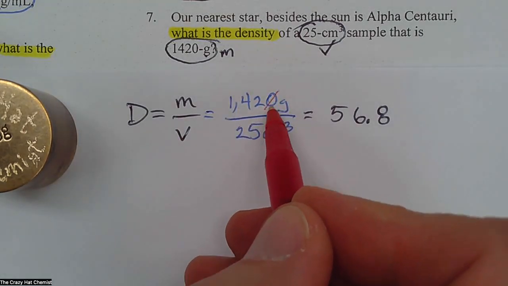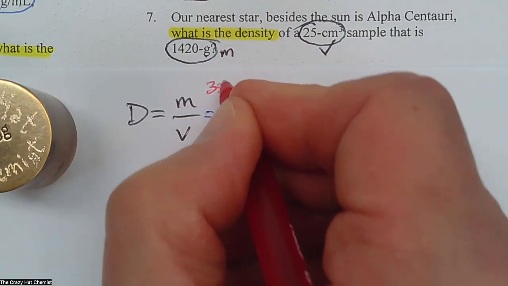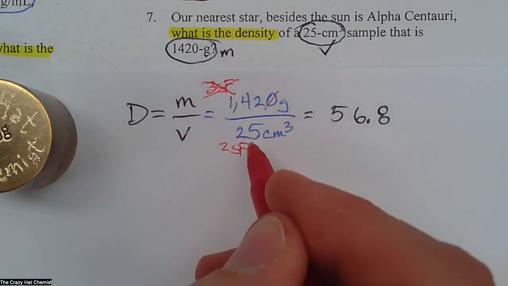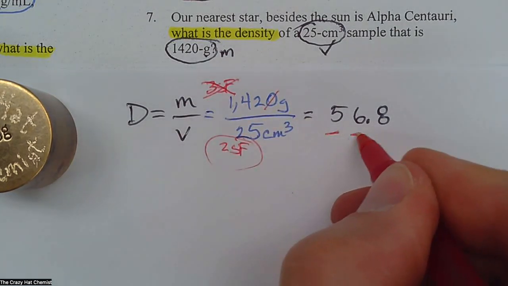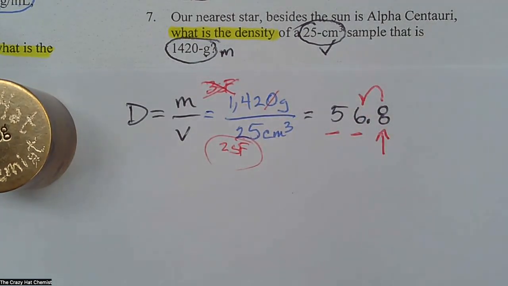Okay, I'm looking at significant figures. These trailing zeros do not count because there's no decimal. So 1, 2, 3 significant figures and 1, 2 significant figures. The fewest number of significant figures is 2. I'm rounding with that 8. That is 5 or greater, so add 1 to the preceding digit. That 6 will become a 7.